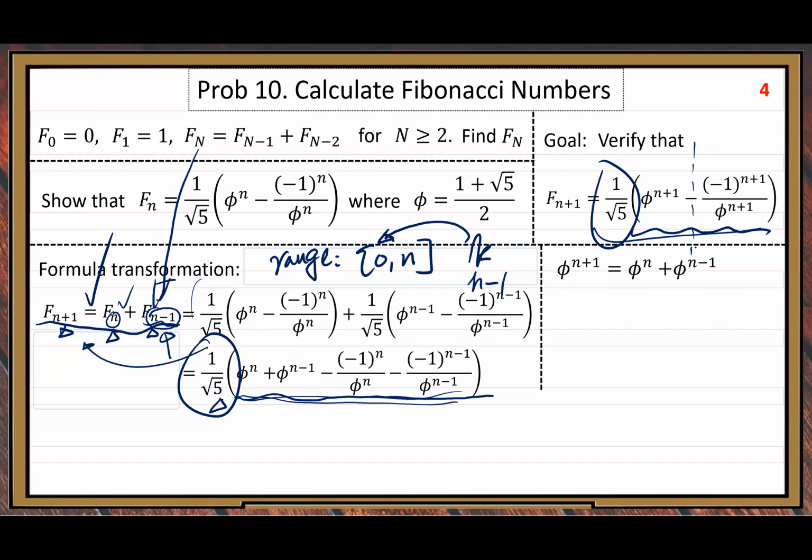The first part, phi to the n, is a monomial form, right? The second term is in a fractional form. First term, integral form; second, fractional form. Here you can see you split into 2 parts: the first part integral form, the second part fractional form.